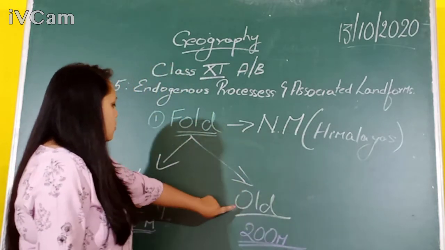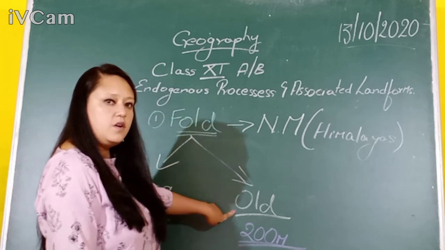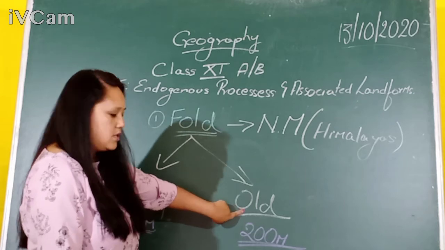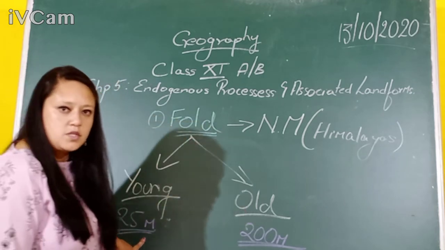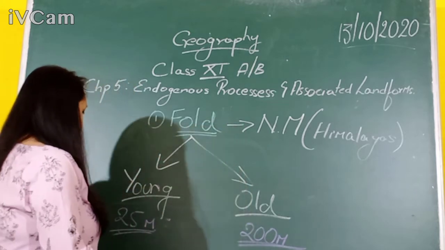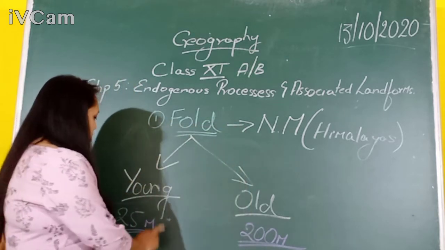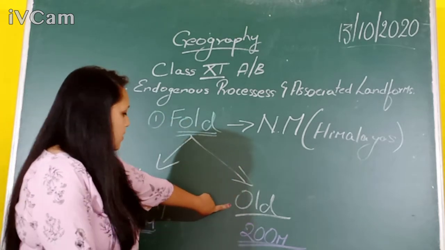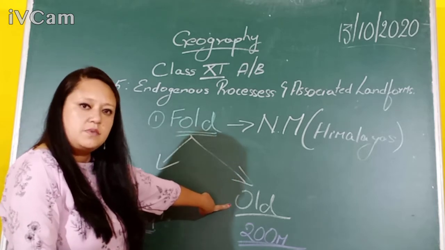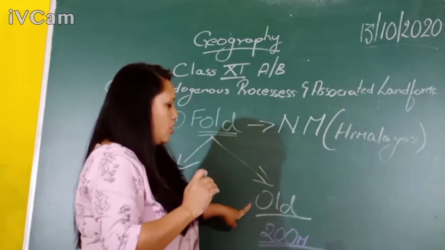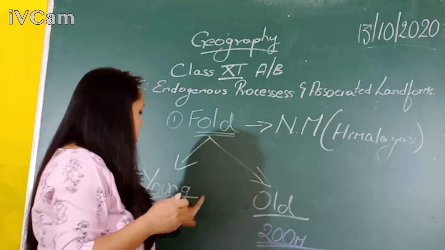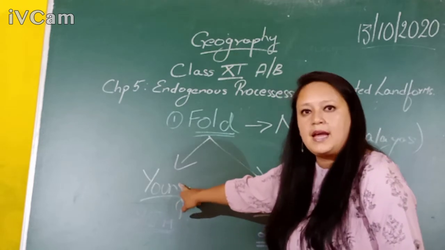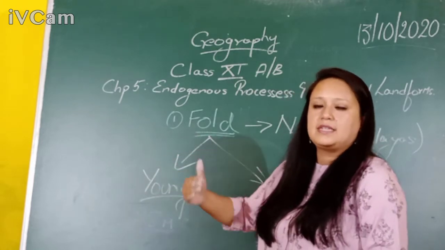The other difference is that old fold mountains do not have a greater height. Old fold mountains are shorter than the young fold mountains. And the other difference, which is not so important but just for your knowledge, is that the young fold mountains are still changing their height. In old fold mountains, it was formed 200 million years ago and the height has stopped. Erosional activities are taking place, but in the young fold mountains the change in the shape, the height and the structure is still taking place.